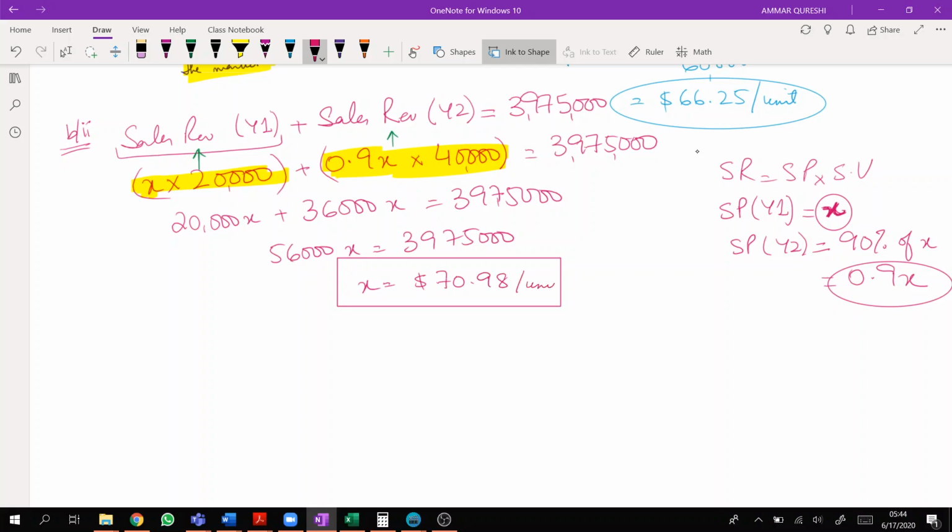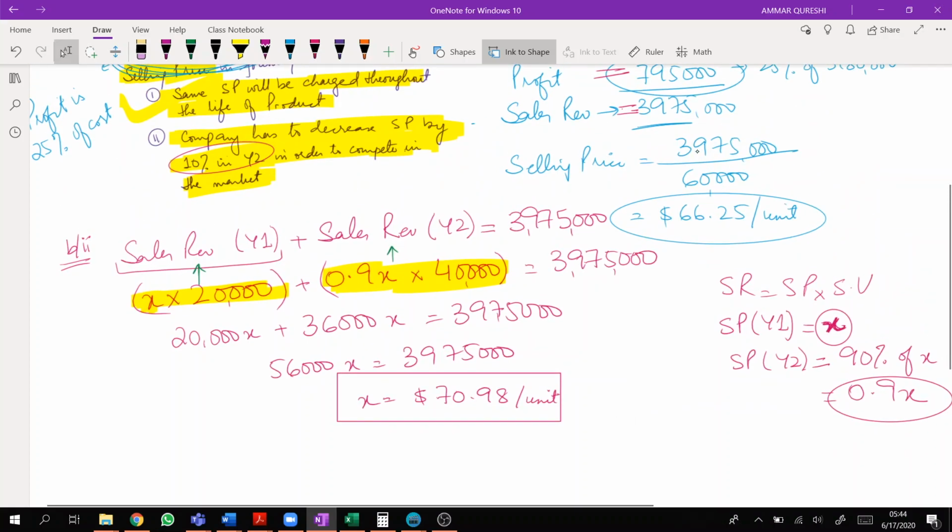If you charge 70.98 per unit in year one, you will be able to achieve both the targets. First target is you will generate a sales revenue of 3975000, and the second target was that you will be in a position to reduce selling price by 10%. If you really want to prove this, you can put this 70.98 in this equation and solve it. You will get this answer, and it's simple math.